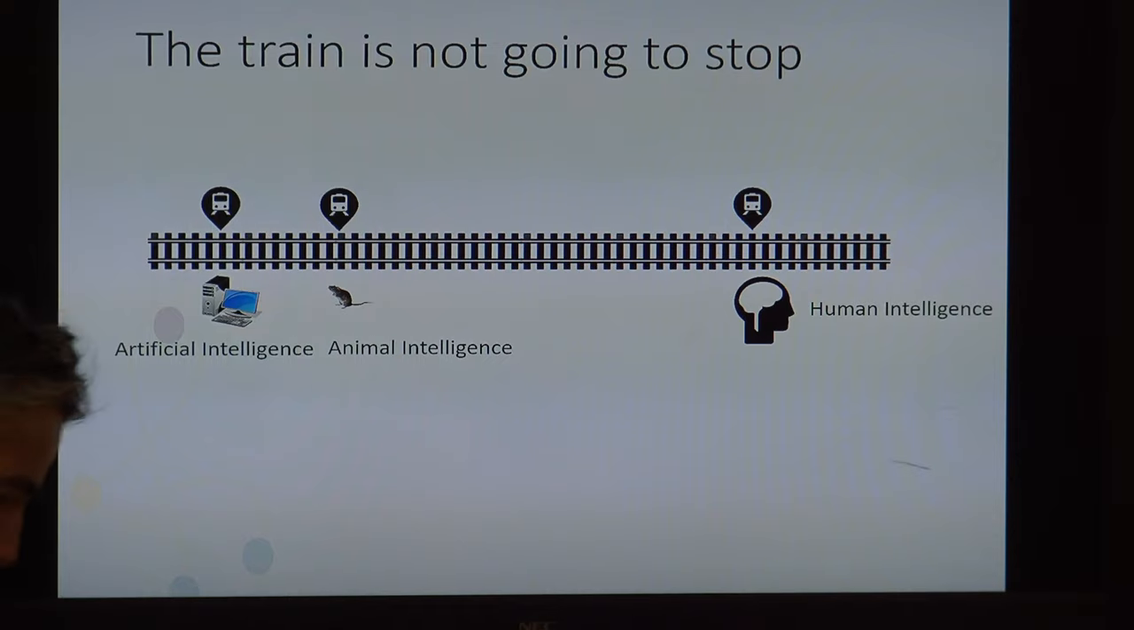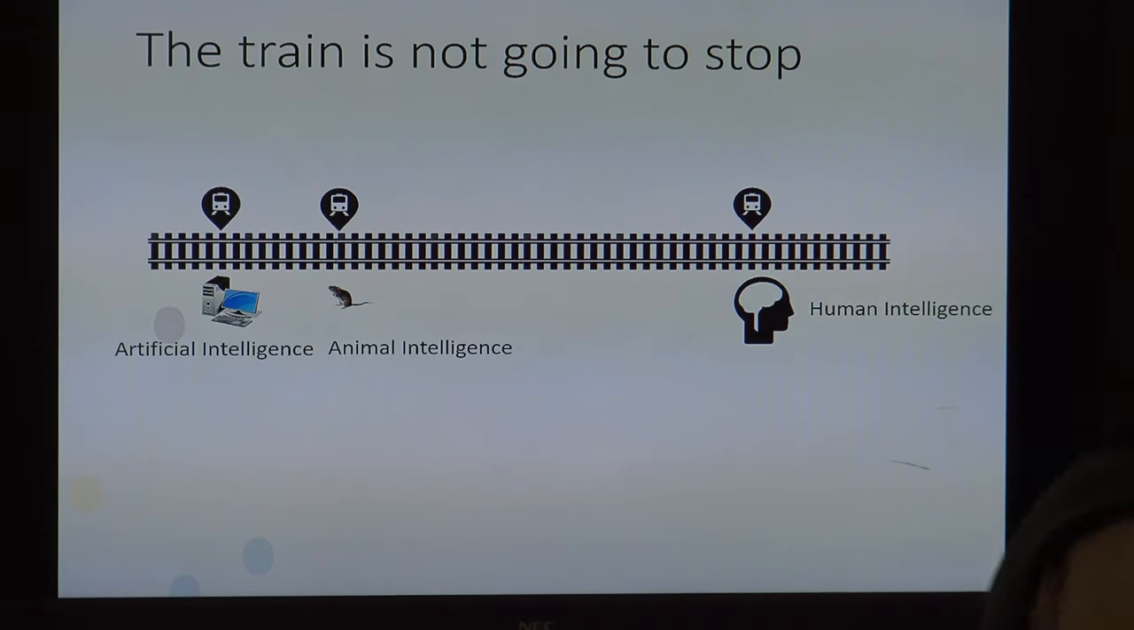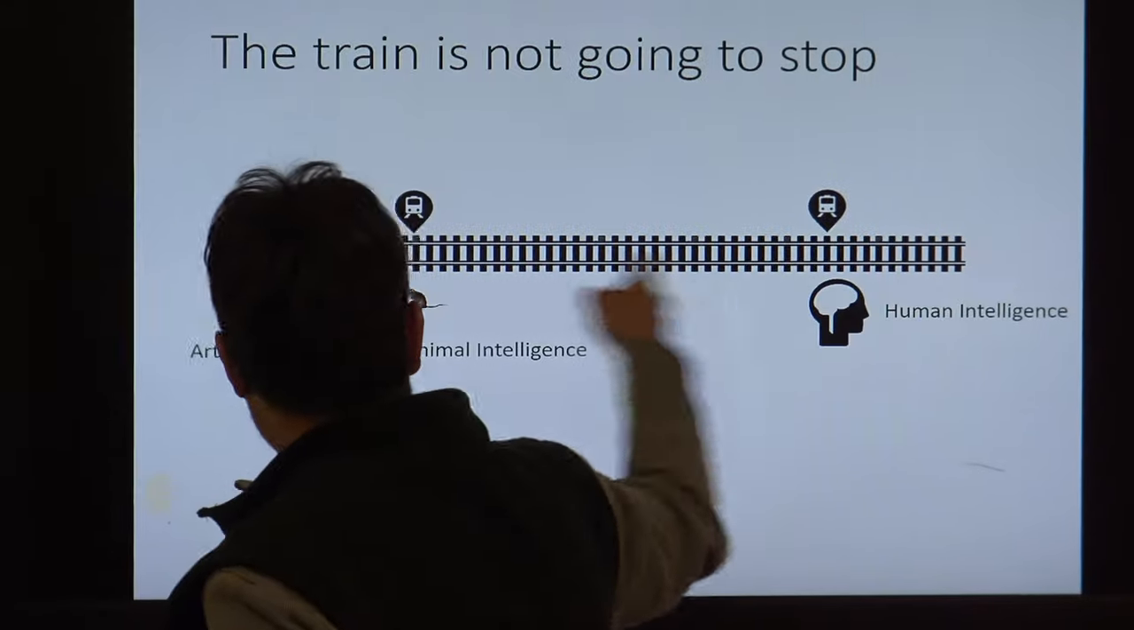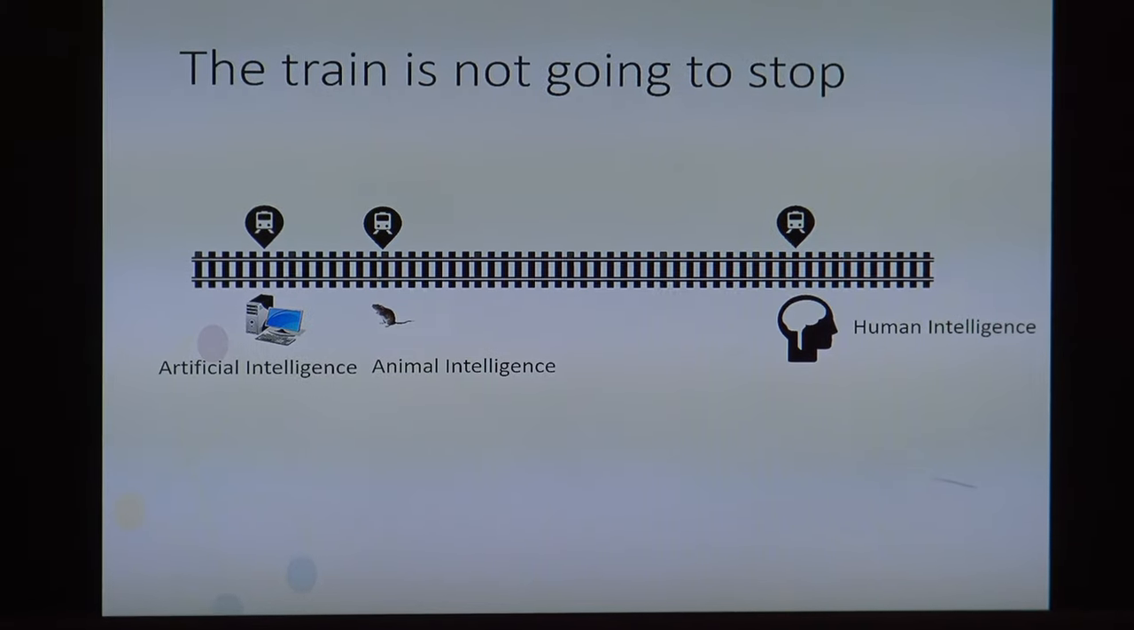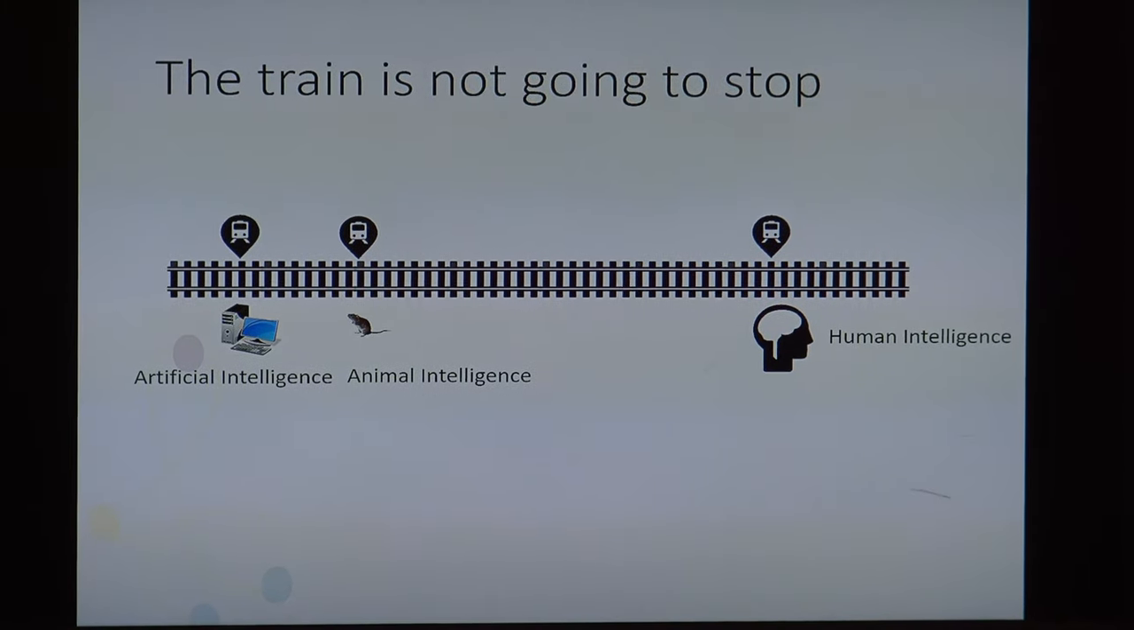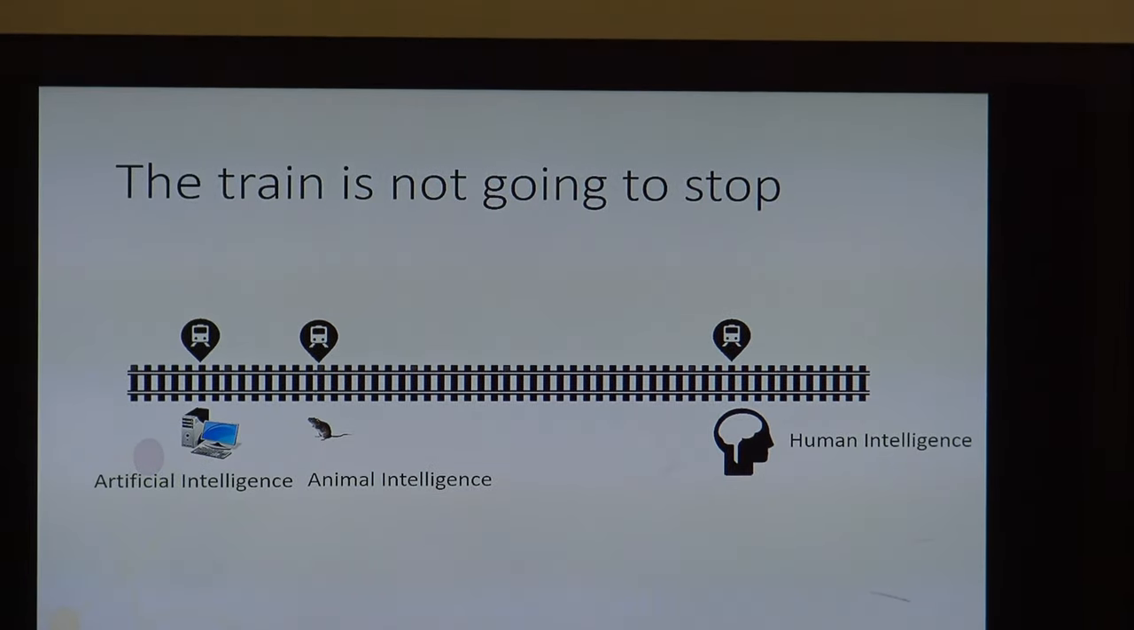Now, why do I believe it can happen? I believe that it can happen because, for me, I find it's logical. Why is it logical? Well, imagine this path here, this railway, is the progress. It's a metaphor of progress, and it shows the intelligence.